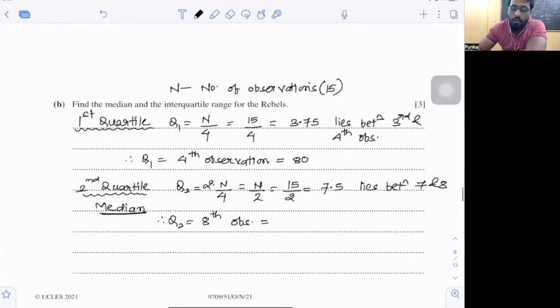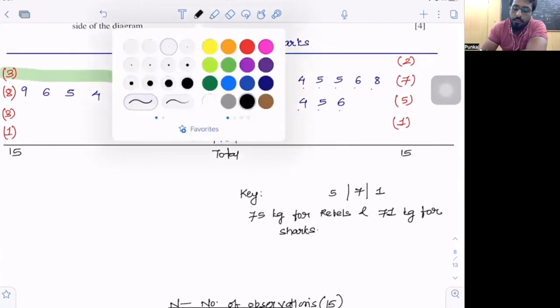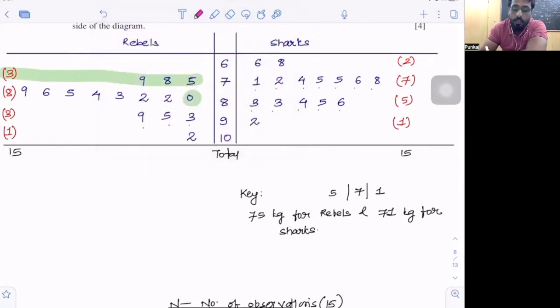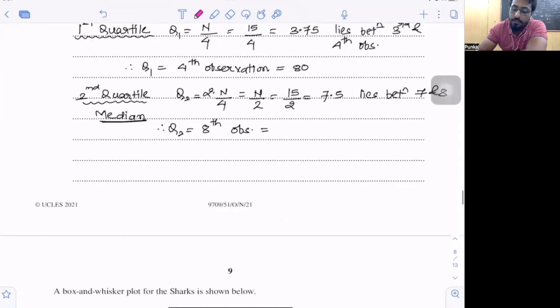So let's find out what's the 8th observation. So you can observe. I'll just start counting. In the very first row, there are 1, 2, and 3 values. That's 4, 5, 6, 7, and the 8th value, right? So that's 84. So I'm going to write my median as 84. That's your median, students. Make sure that you highlight it. So this is your median, because that's the first part of the question, right?